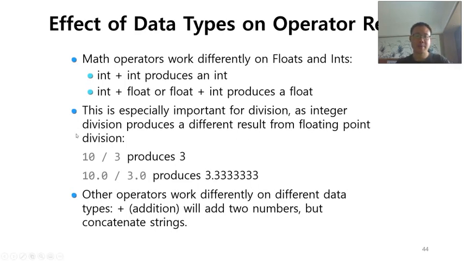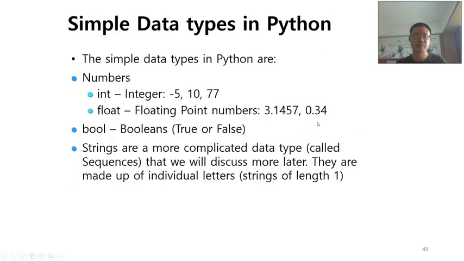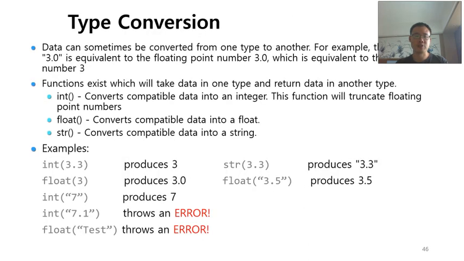We have talked about it. Integer plus float or float plus integer will produce a float. This one should be updated. This is just for Python 2. I'm sorry that I haven't updated this. We have covered this: the numbers, integers, floats, booleans, and strings.